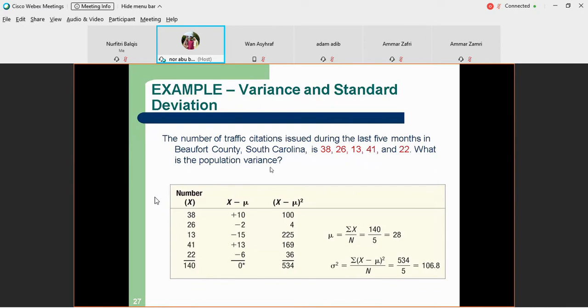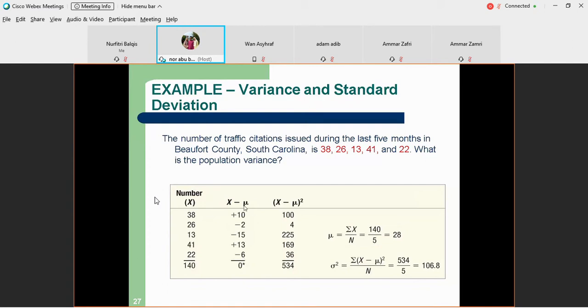Okay, for the population variance. Okay, now kita nak cari population variance. Jadi awak ambil lah setiap data ni, awak tolakkan dengan mean. Okay, macam mana nak cari mean? 140 jumlah semua, and then awak bahagi dengan 5. Jadi dapat 28. Okay, nak cari variance, mula-mula ini formula dia kan, X tolak mu kuasa 2. Jadi cari dulu X tolak mu. 38 tolak 28, 26 tolak 28 dan seterusnya.